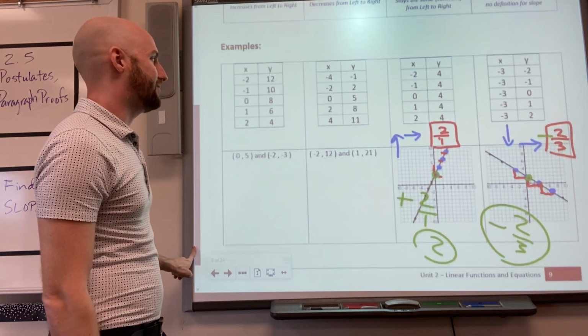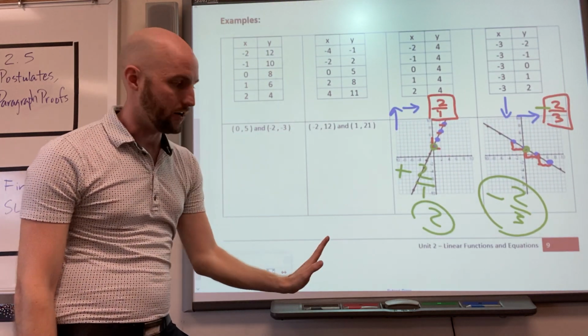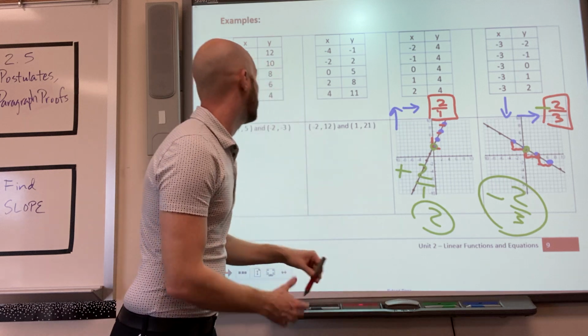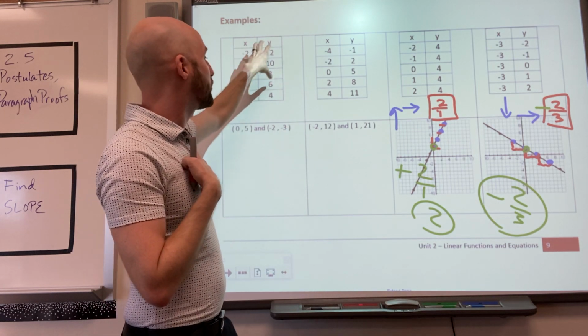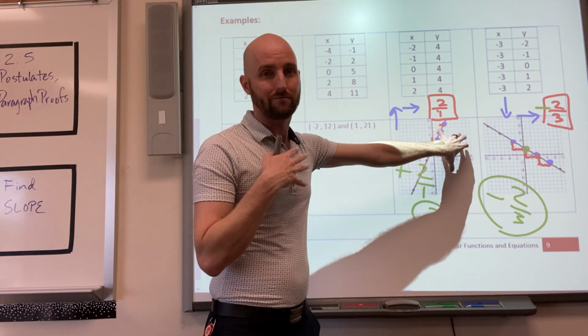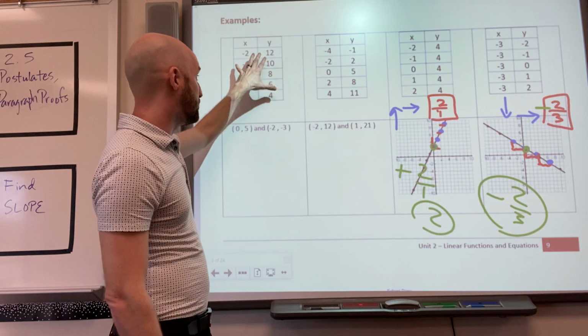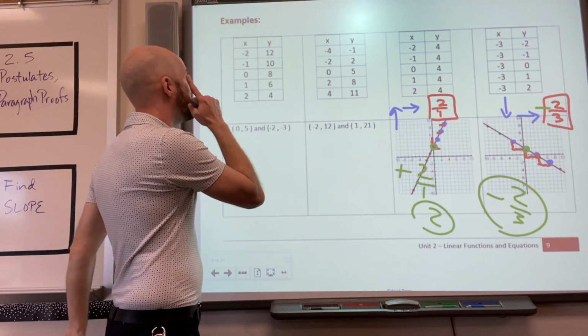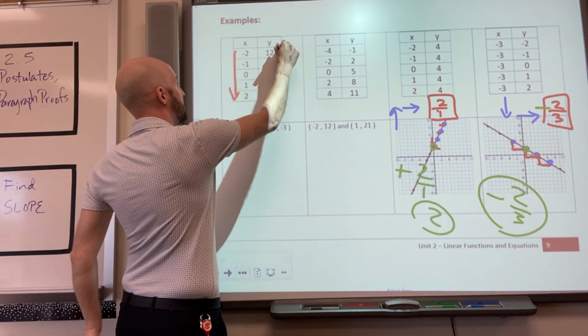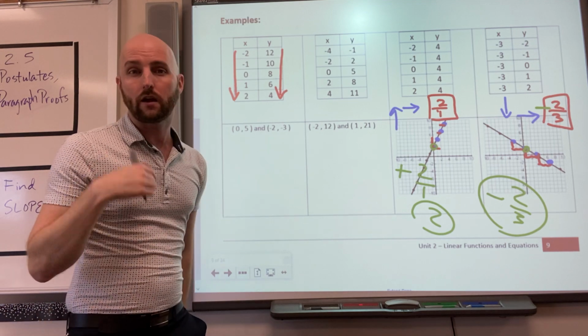So let's see how to do it here. So these points, if I wanted to, I could put all of these on a graph and then count them, but I don't need to. What I need to do is see what is the pattern. Tengo que ver cuál es el patrón.